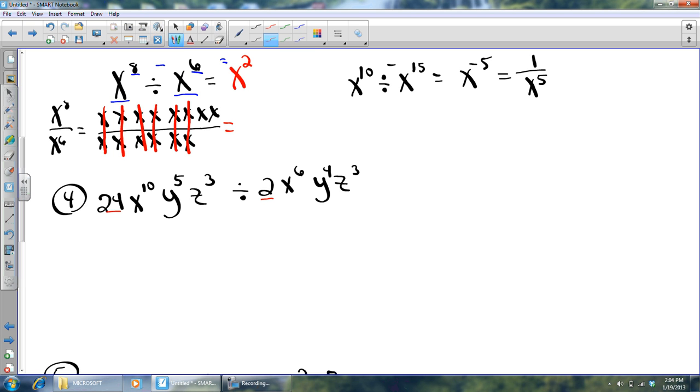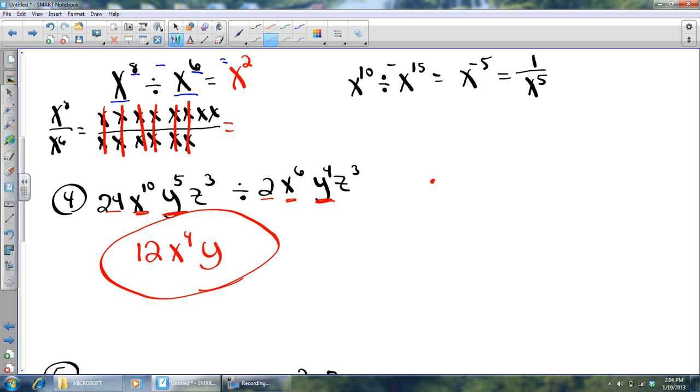24 divided by 2 is 12. X to the 10th divided by x to the 6th. Well, that's x to the 4th. 10 minus 6 is 4. Y to the 5th divided by y to the 4th. 5 minus 4 is 1. Plain old y. Excuse me. Z cubed divided by z cubed. Those are going to cancel out. They're going to turn into 1. I'm not going to write them in. Okay. You could do z to the 0. Z cubed divided by z cubed could equal z to the 0, but that's the same as 1.